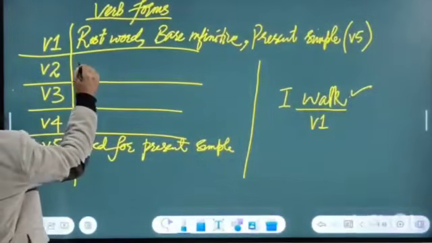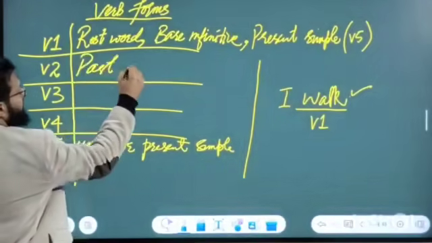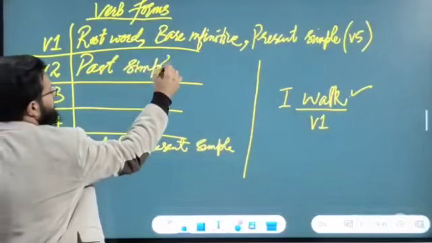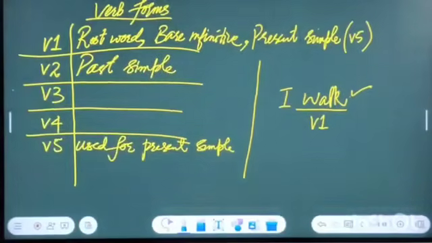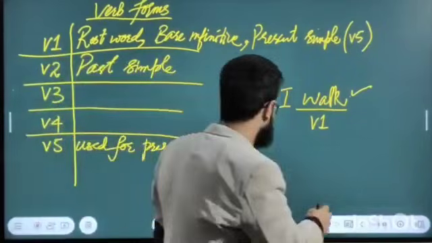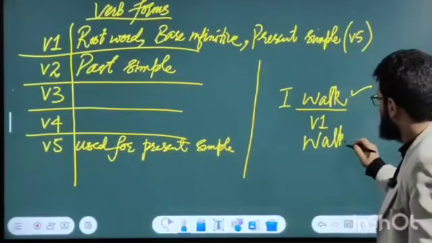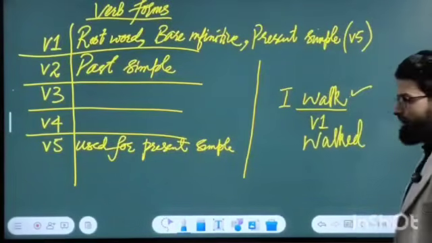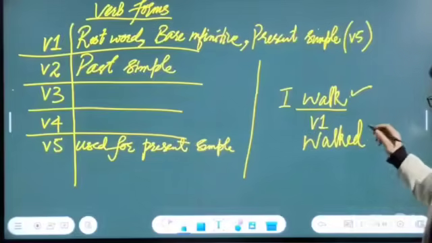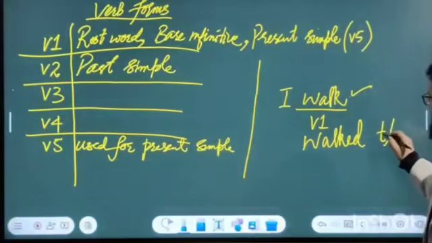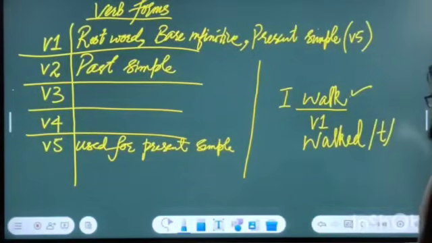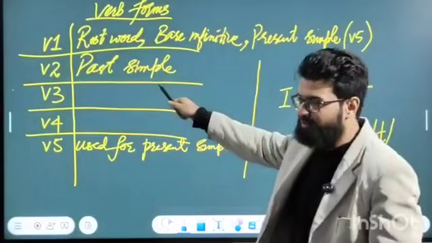V2 is used for past simple. It doesn't have any other name, but it is used for past simple. So how do you identify past simple? By V2. If walk is V1, what could be the V2 of walk? Walked. How do you pronounce this word? Walked. We have to produce the t sound at the end. Walked, not walk-ed. Okay? So this is used for past simple.